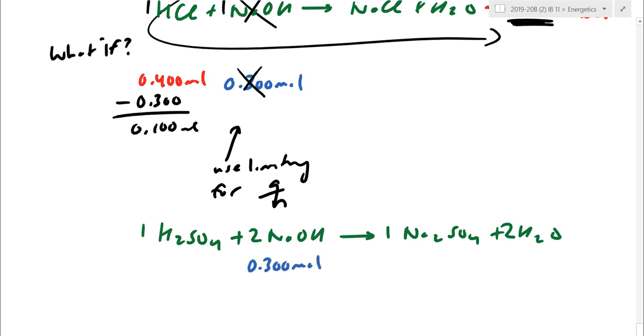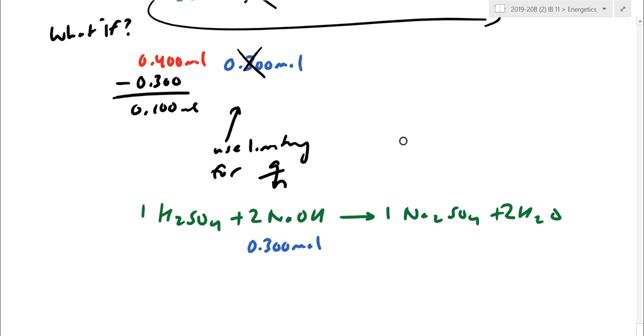I'm going to assume that's still the limiting, so how much H2SO4 would I need? Right, we're just following the mole ratio here. That means I would need to set up my H2SO4. Because the mole ratio here is actually a 1:2 ratio, this generates two parts H+. So it generates twice as much H+. I only need 0.150 moles of this.